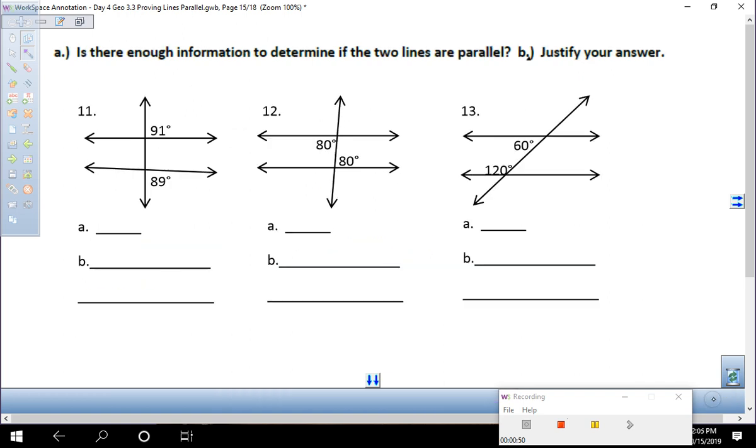Alright, so you've got 3 left, 11, 12, and 13, so if you would, go ahead and pause the video, give those a try, and then come back and see how you did.